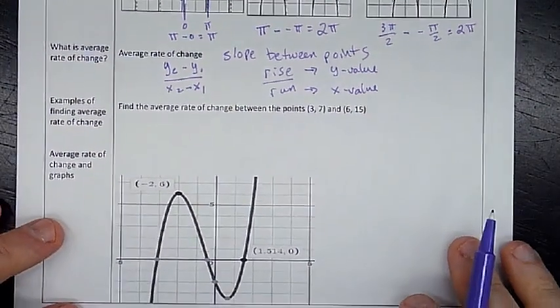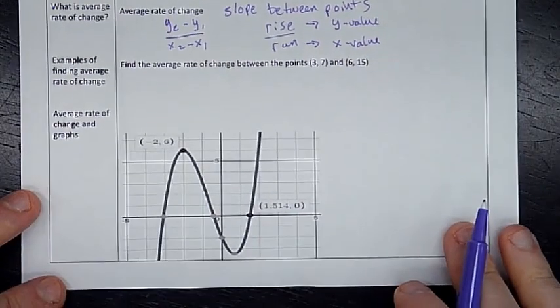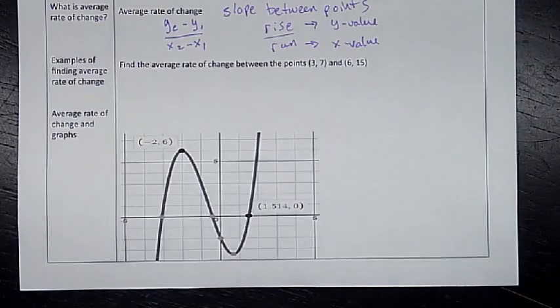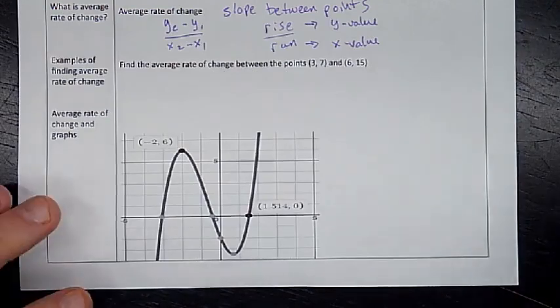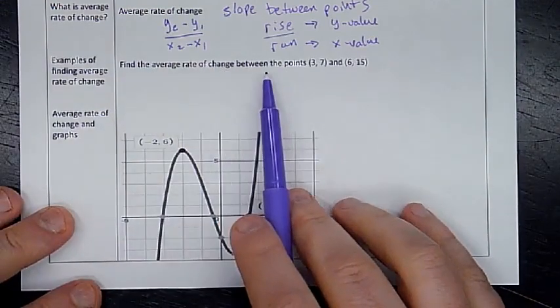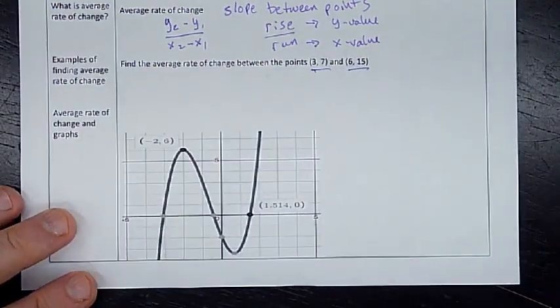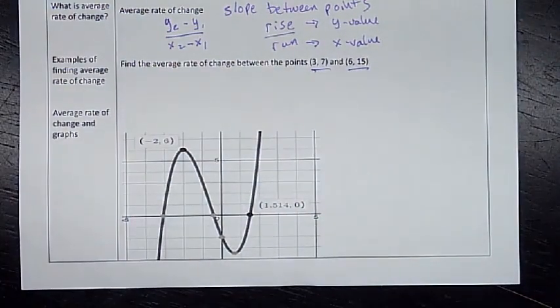So we're going to do a few examples of finding the average rate of change. Note that in none of these examples will it say slope. It's just going to say average rate of change, but know that we really mean slope. So find the average rate of change between the points (3, 7) and (6, 15). The very first thing that I want to do is decide which point I'm going to say is point 1 and which point I'm going to say is point 2.